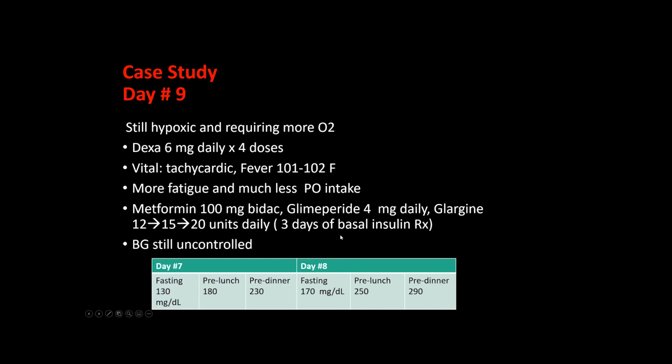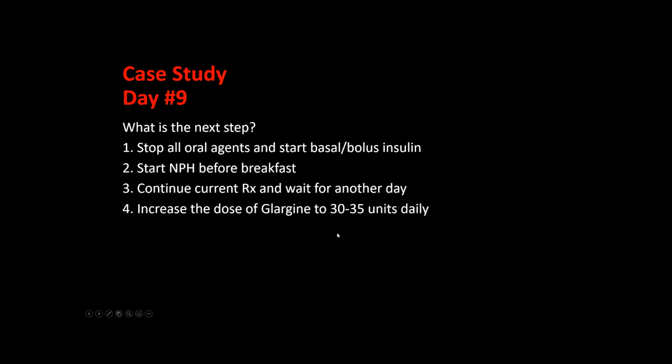So the patient or family calls you, what should I do? What is the next step for this patient on day 9? For the sake of time, I'm not doing the poll question. I will go over the choices and then give you the answer. One, stop all the oral agents and start the basal bolus insulin. Two, start the NPH before breakfast. Three, continue the current treatment and wait for another day. Four, increase the glargine to 30 to 35 units daily.